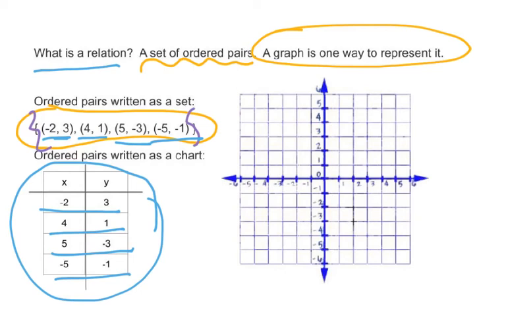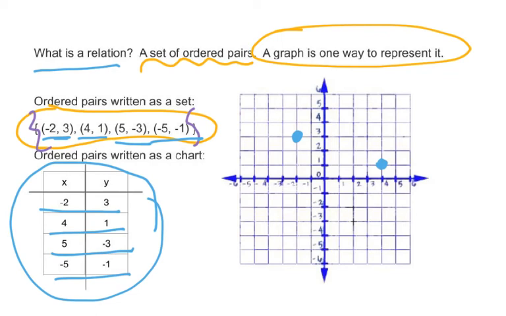And now I'm going to locate these points on the graph. So the first one is -2, so go to the negative on the x-axis and positive 3 on the y-axis. The second point, we're going to go to the positive 4 and the positive 1.